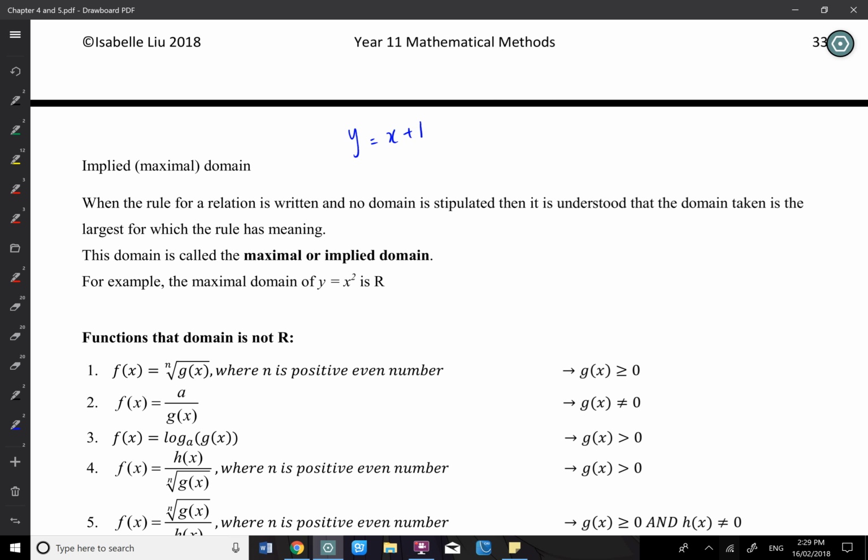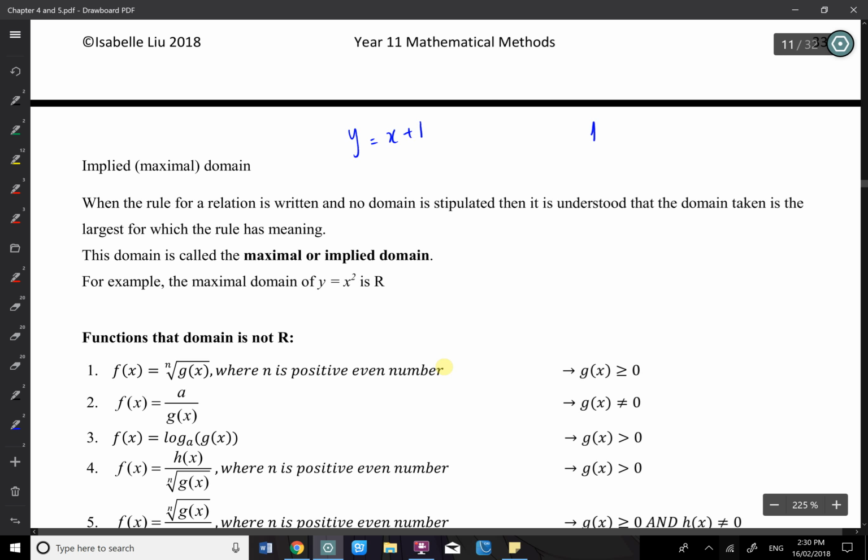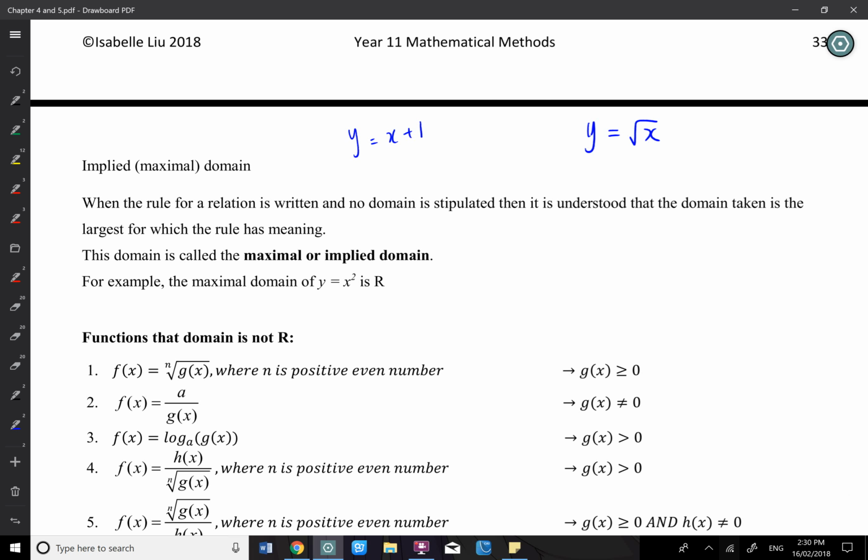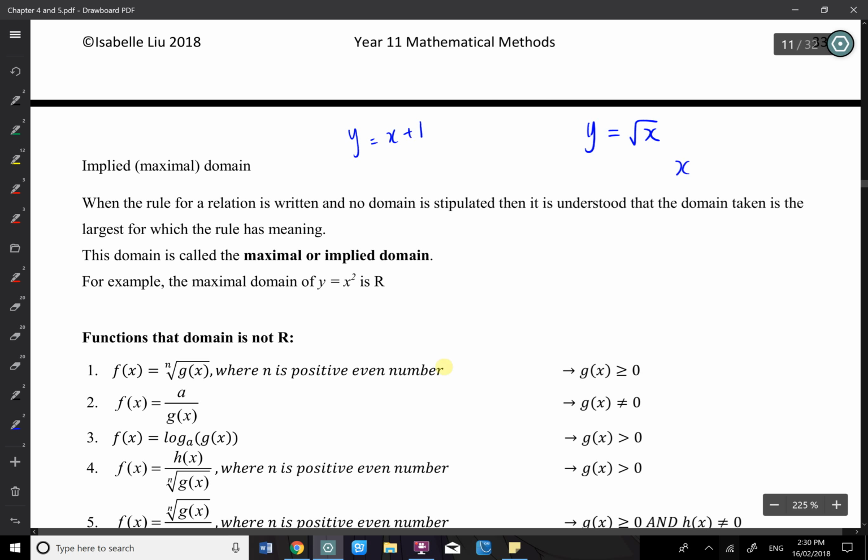So what is maximum domain? When the domain is not specified, we take as much as we can. We take all the numbers with a meaning. That's called the maximum domain. Give your example: what value cannot give the function meaning. If we say y equals square root x, the maximum domain, the interval I can have, is x belongs to 0 to infinity.